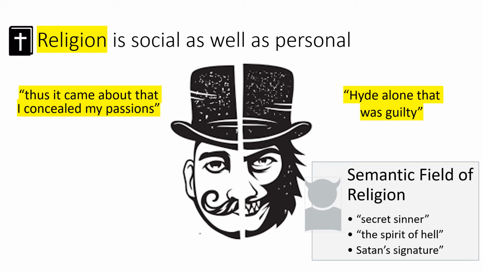There is this semantic field of religion throughout the book as well, which is good to keep a note of. The secret sinner, the spirit of hell, Satan's signature. And again, that's a language point that many of you mentioned in your essays, that we've got this sibilance helping us to hear the satanic influences coming through Jekyll's experiences.